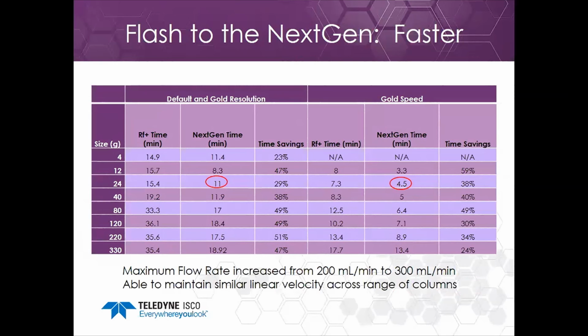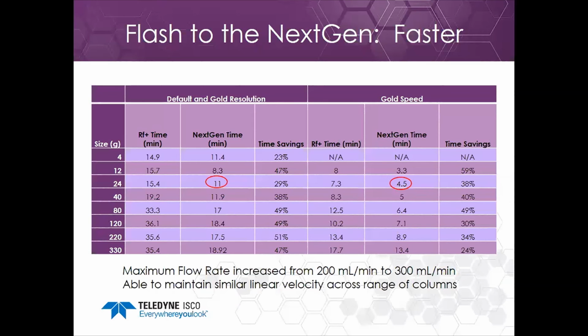So if I do a 4-gram column and I want to scale up to 120 grams, I can easily scale up, take that same gradient, scale up, and the compound should be eluting in a similar CV location as a smaller column, so it's easier to scale up that way.